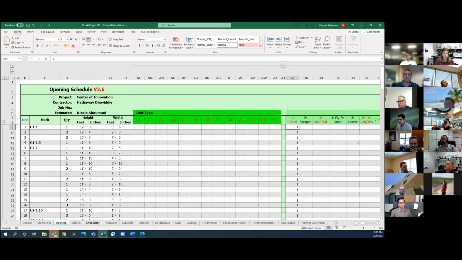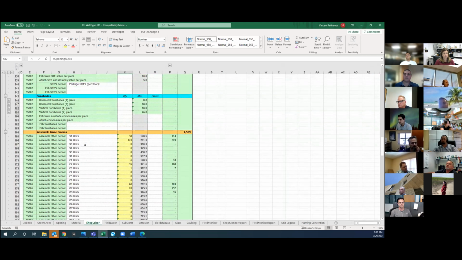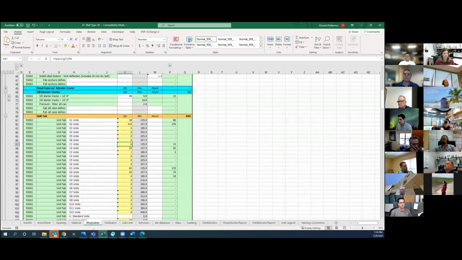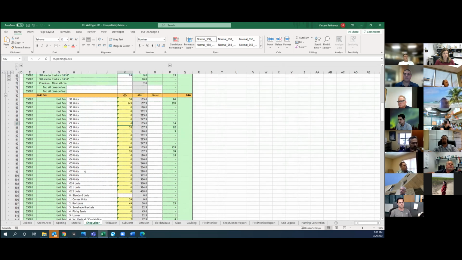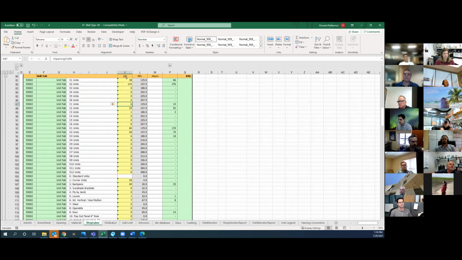Where that comes into place now is our shop labor. So when we look at our shop labor tab, we're able to see all of those different types of units, right? It's combining all the C1 units and C2 units, and these minutes right here are from what we've been gathering for the past several years.